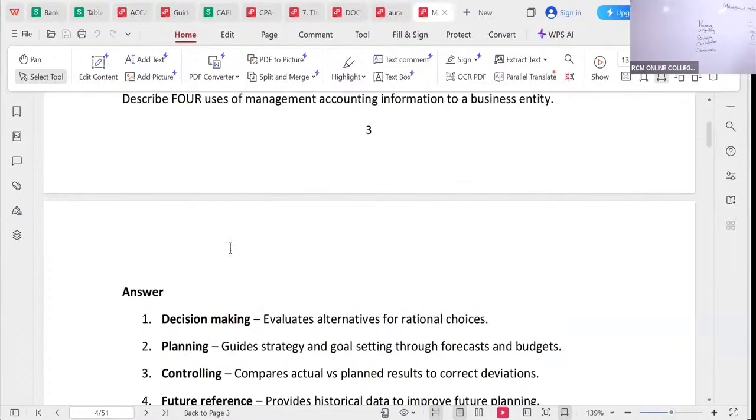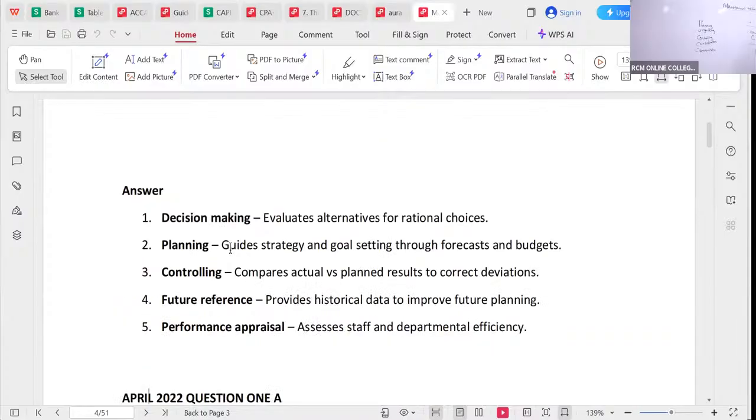So you can see the uses there: decision-making, which evaluates alternatives for rational choices; planning, to guide strategy and goal setting; controlling; future reference; and performance appraisal. Never forget to mention decision-making and performance appraisal. Those are very important.